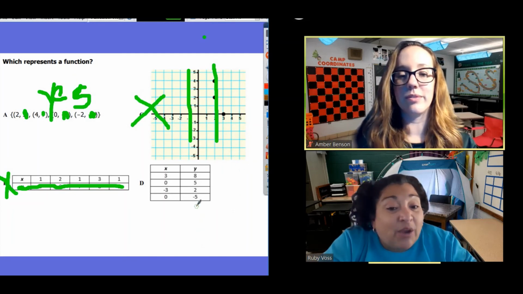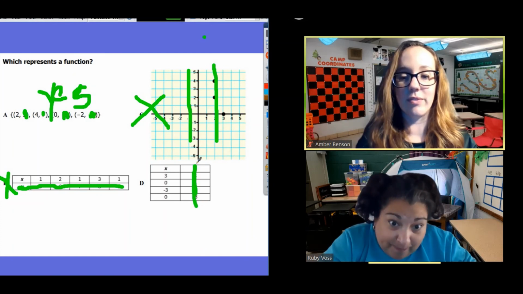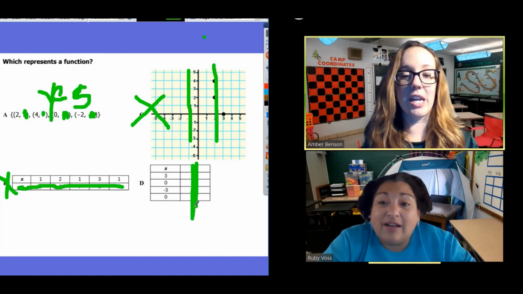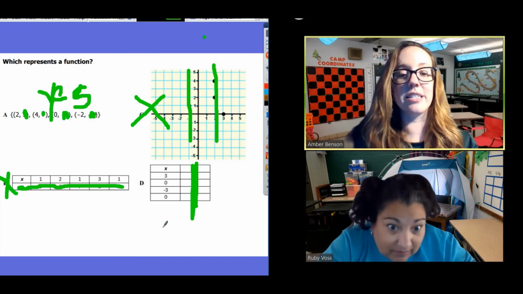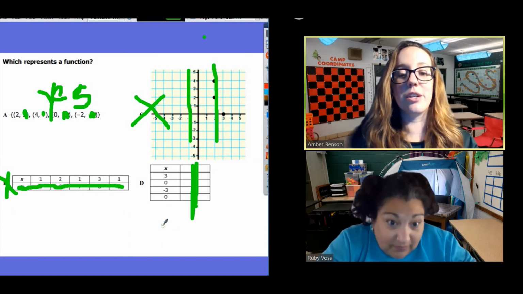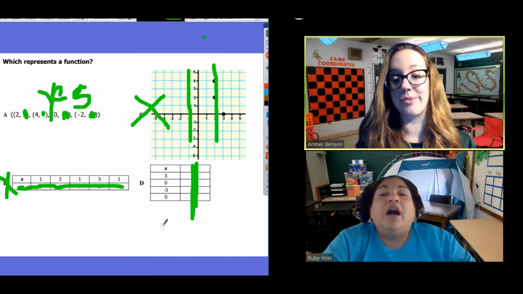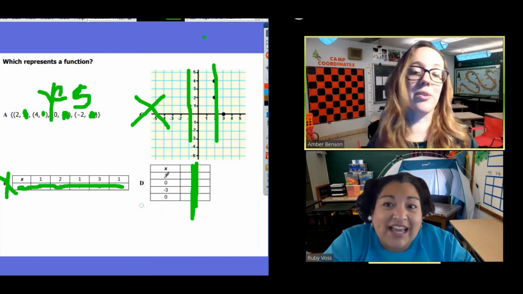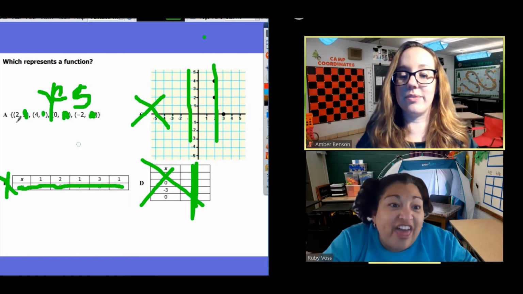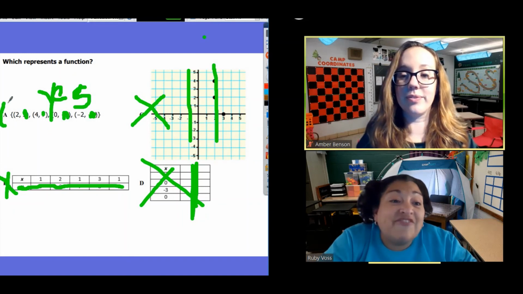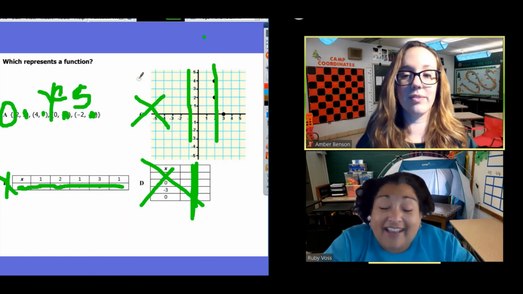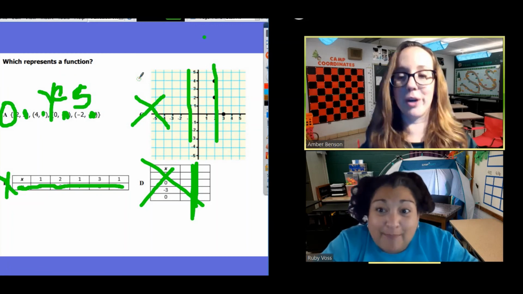Okay, on D, I'm going to get rid of the y's again. Just look at the x's, and they are 3, 0, -3, and then another 0. So that messes it up again. Got to mark it out. So that means that the one that represents a function is A. Isn't that right? Yep. Perfect.